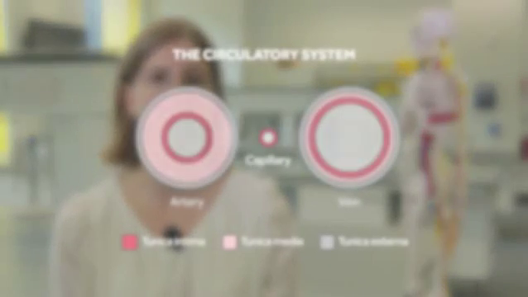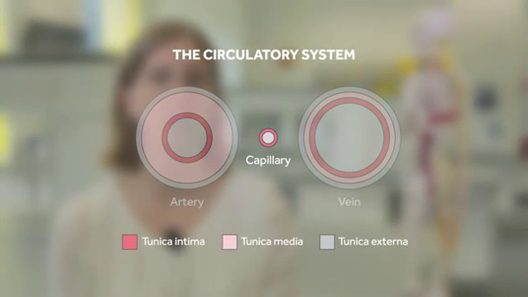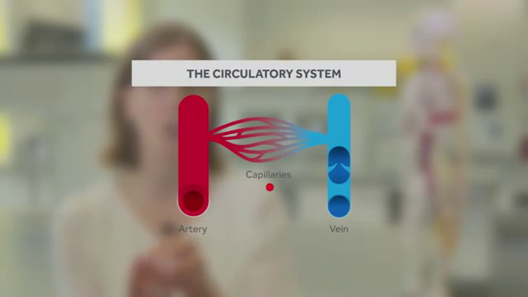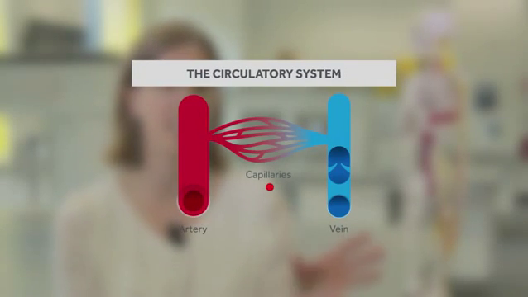As the blood travels deeper and deeper into the tissues, the vessels get smaller and smaller, and these become known as capillaries. The capillaries are tiny blood vessels. They don't have a tunica media or externa, and instead just have a single layer of endothelium. It's in the capillaries that we have the transfer of oxygen from the blood into the tissues and carbon dioxide from the tissues back into the blood again.